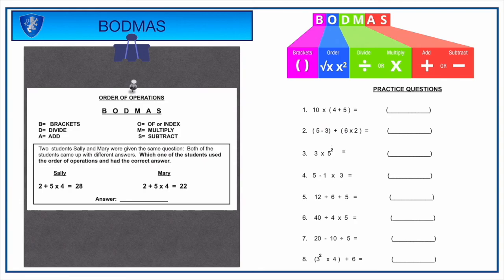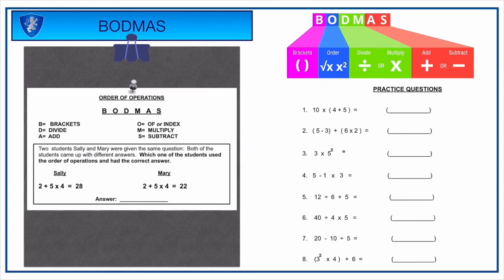BODMAS is simply showing you the order of operations. Brackets first is telling you that you've got to solve brackets first. If you look at the question, see if you have brackets, and solve the brackets first. Now, the order is something most people don't understand. Order is like square numbers, or any number which has got a power, and the opposite of that is the square root. So the order is the second operation that you must do.